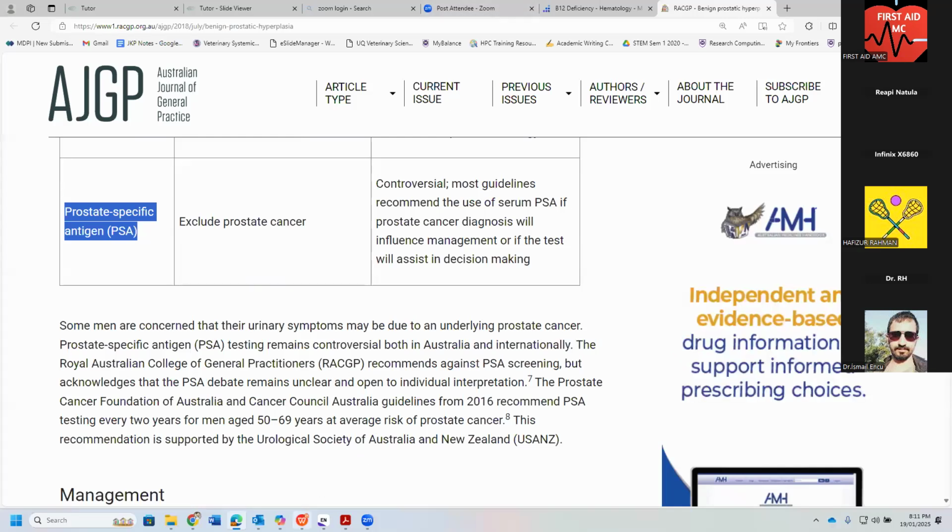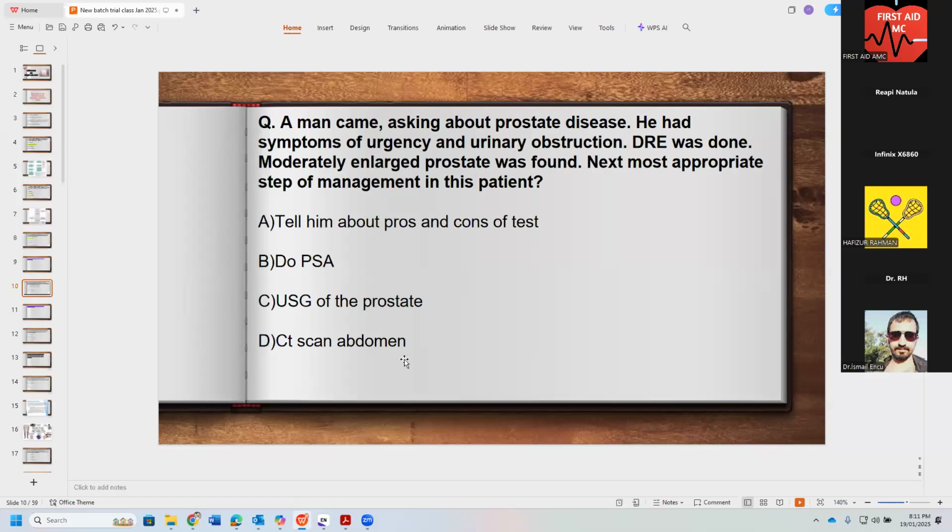Now come back to our question. A man came asking about prostate disease. He had symptoms of urgency and urinary obstruction. DRE was done. Moderately enlarged prostate was found. Next most appropriate step of management in this patient is: we do an ultrasound of the prostate. Very good.